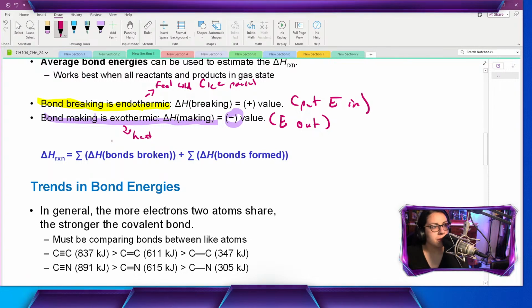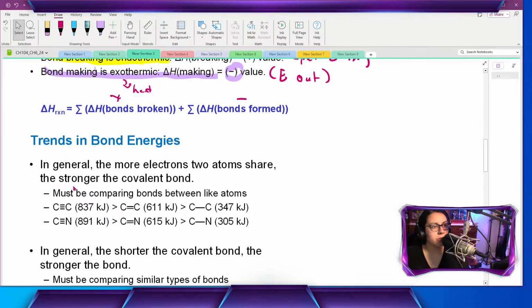And our formula for this can be summed up here. This means we're going to take the sum of all the bonds that we break, and then add that to all our bonds formed. And remember, bonds broken is positive, bonds formed is negative. Then we'll add those two together and then compare. Before we do the math, we'll go through the general trends.